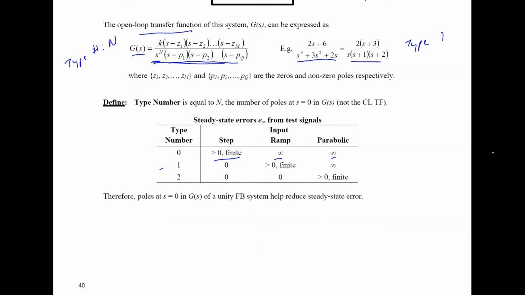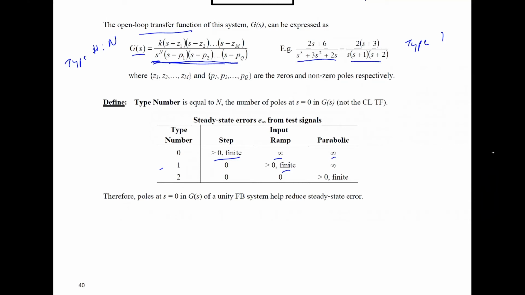For a ramp input, we go from an infinite steady state error to a finite, and for a parabolic input, we still remain the same. For a type 2 system, for a step and a ramp input, we have zero steady state error, while for a parabolic input, we have a finite steady state error. So at least when we look at the steady state error, having a higher type number is better for the reference tracking, because our steady state error approaches zero.